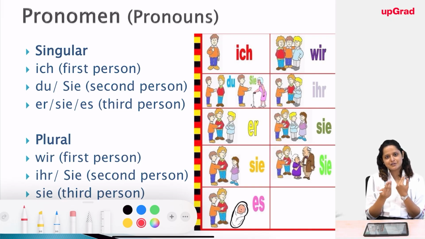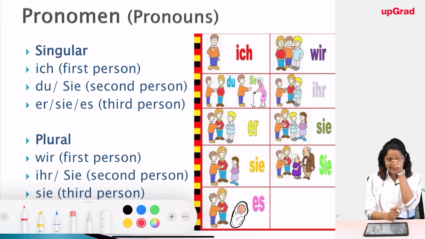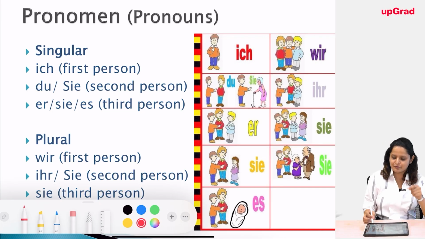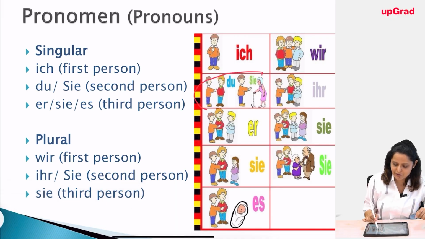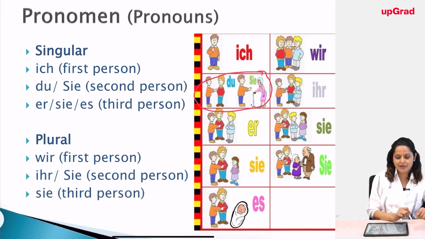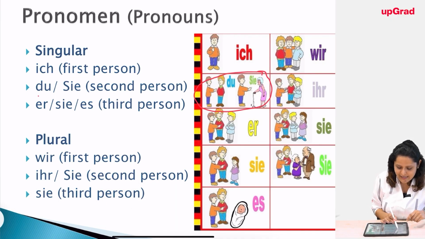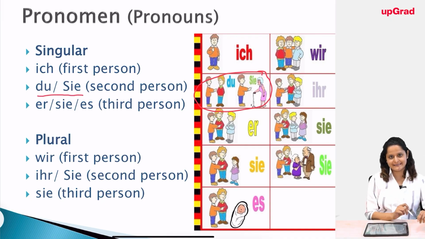So the conversation with the second person is always direct. The finger pointing at the person in front of you, that is how you remember your second person. So your second person can either be du or Sie.